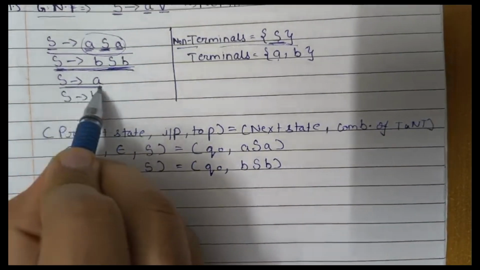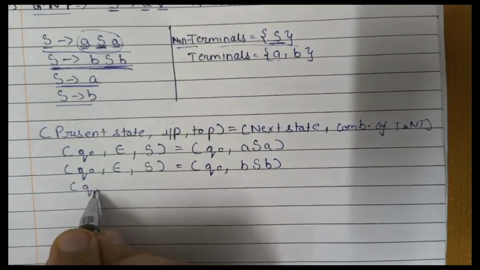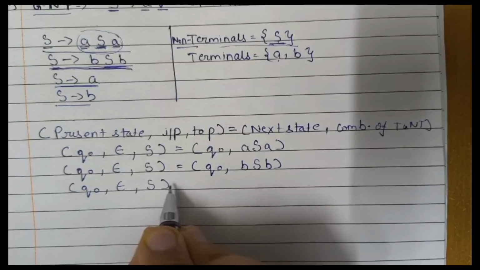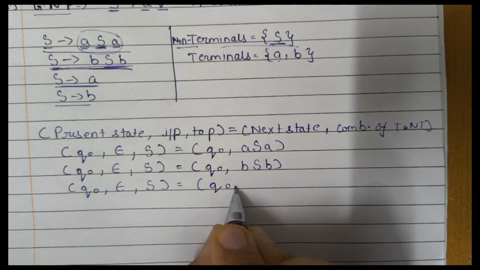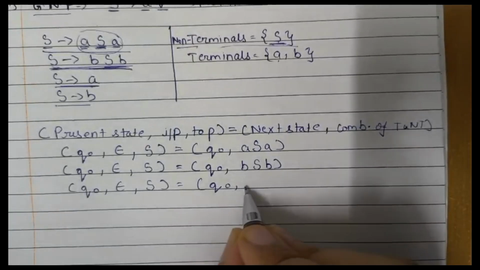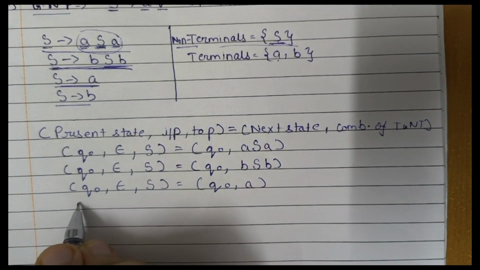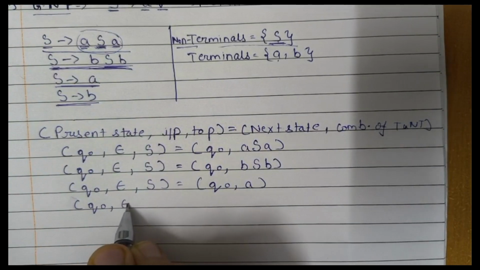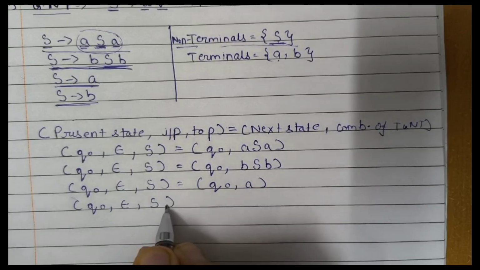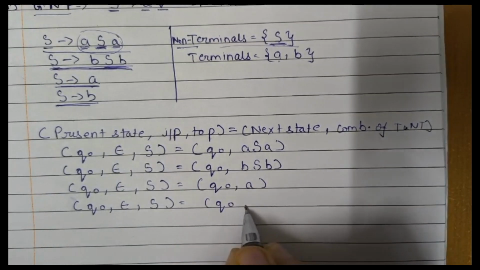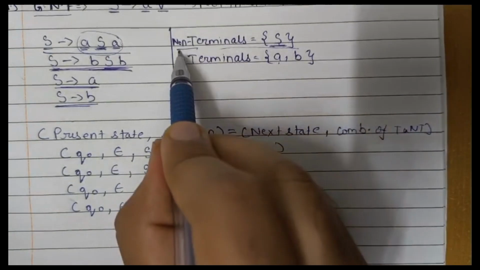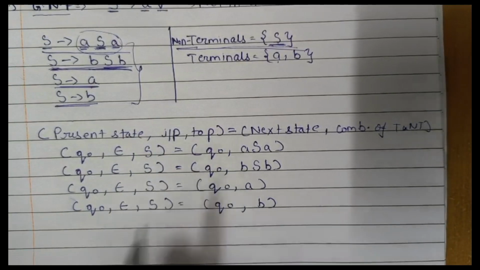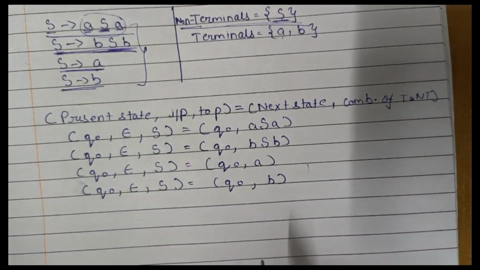Now moving on to the third and the fourth. So again, the present state is this, then epsilon and capital S, it produces again on the same state. And on the RHS, we are only having this terminal symbol small a, write this. Okay, now moving on to this one. So the present state is this, we will read only epsilon, then capital S produces again on the same state, and small b. So now we are done for the non-terminal symbols. We had these four production rules. So we have written four transition functions, or the four production rules here also.